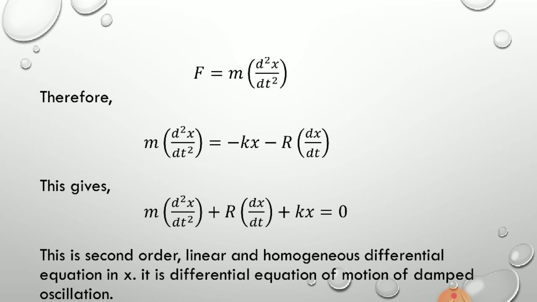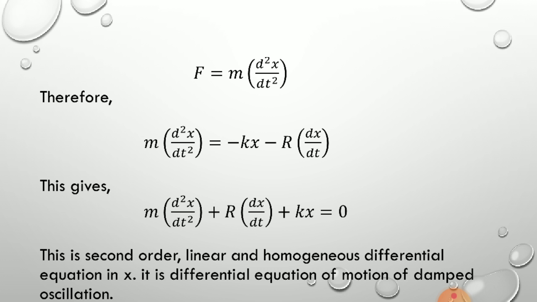But according to Newton's second law, force F is equal to m into d square x by dt square, where d square x by dt square is acceleration. Therefore, comparing the above two equations, we get m d square x by dt square is equal to minus kx minus r dx by dt. Now, rearranging this equation, we get m d square x by dt square plus r dx by dt plus kx is equal to 0.